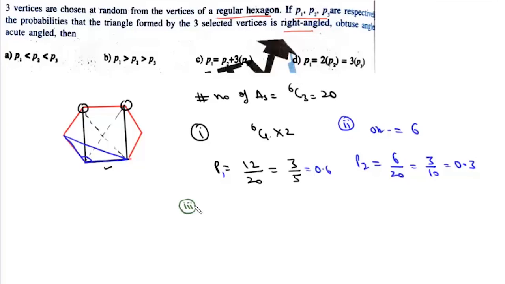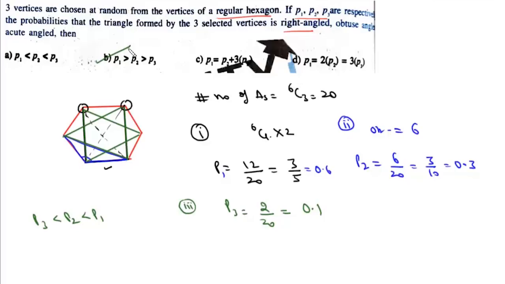Now we'll get an acute angle triangle only if we choose a triangle so that none of the sides is a side of the hexagon. Now in this case we have only 2 possibilities. So this P3 will be simply 2 by 20, which is 0.1. Now clearly P3 is less than P2 and P2 is less than P1. So P1 is greater than P2 is greater than P3, and that's your option D.